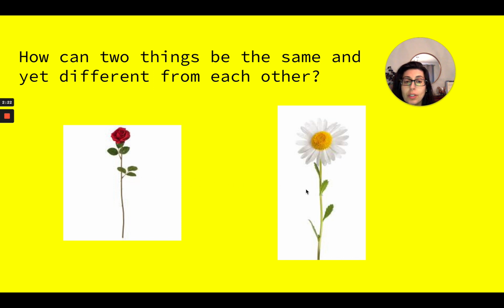And then I also was looking at their stems. It's a little bit hard to see here, but roses have thorns. You could maybe see a couple here. And daisies do not have thorns on their stems.